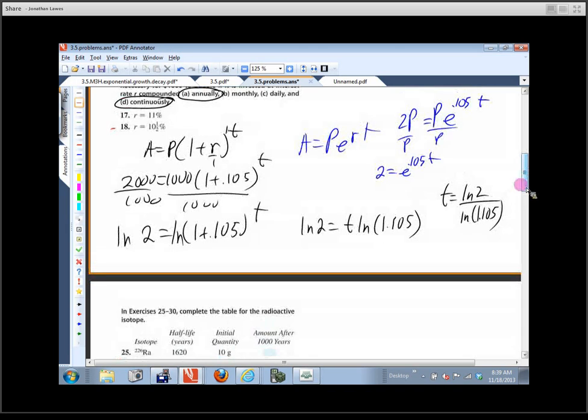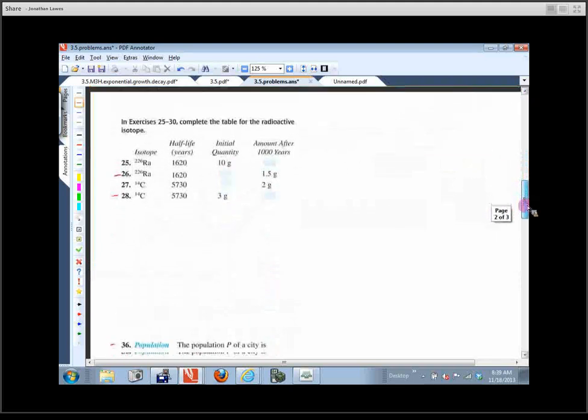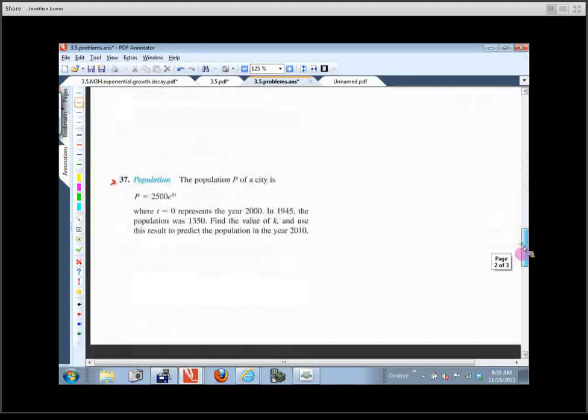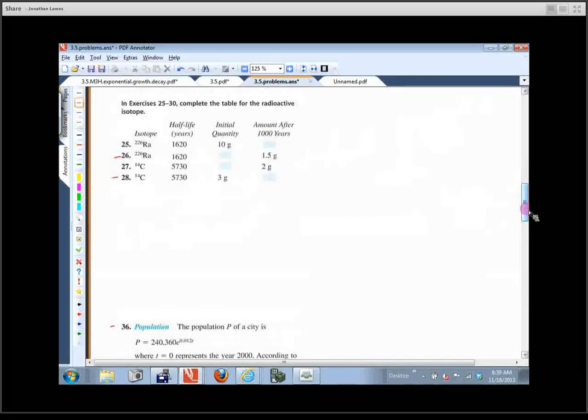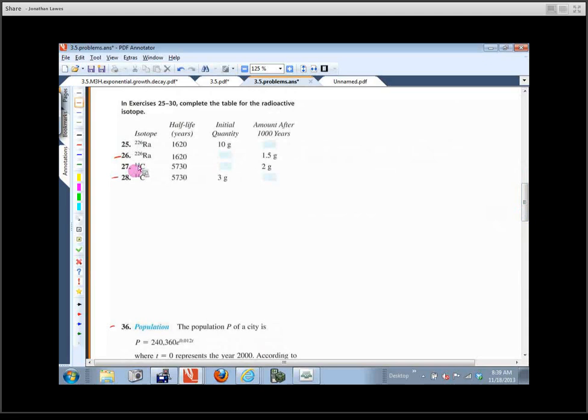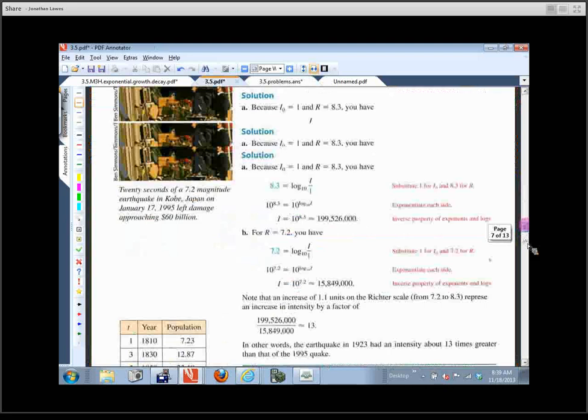Most of the problems on your assignment are like that. All right, let's take a look at the next type. I have, I think, 4 more problems that I'd like to do, maybe even 5 if we can get there. This says complete the table for the radioactive isotope. Here's how they set these up. They set them up so it's A equals A, E, B to the T. Or let's see, did they do Y?